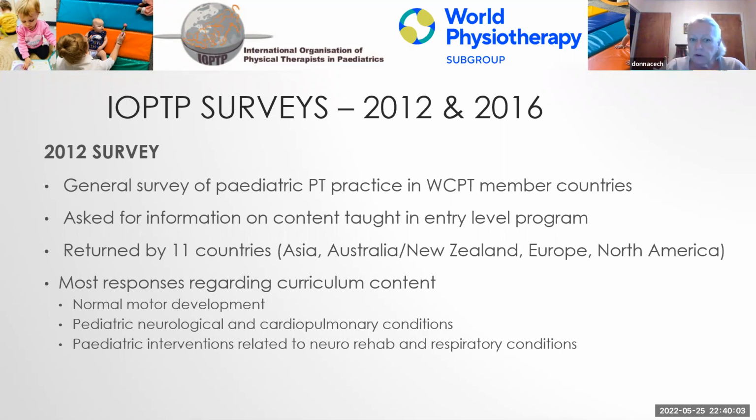The survey was only returned by 11 countries, representing only 4 continents: Asia, Australia, Europe, and North America. In regard to curricular content, the most common responses were that normal motor development was covered, and common pediatric neurologic and cardiopulmonary conditions. A third topic was that pediatric interventions related to neurorehab and related to respiratory conditions were also among the content areas.